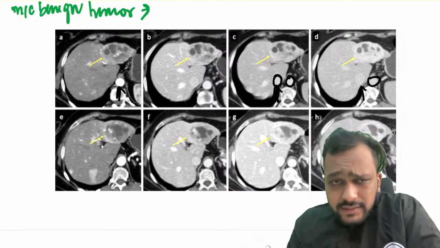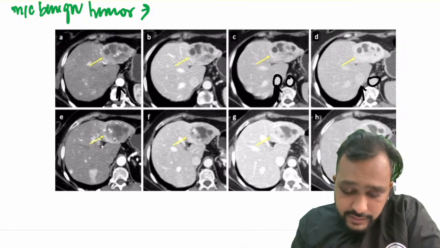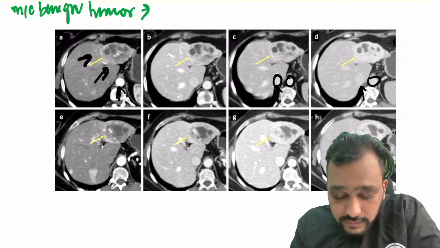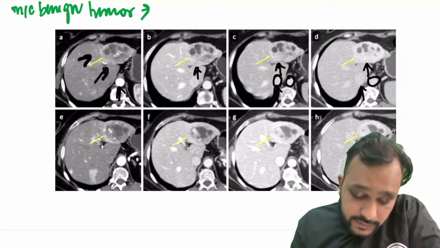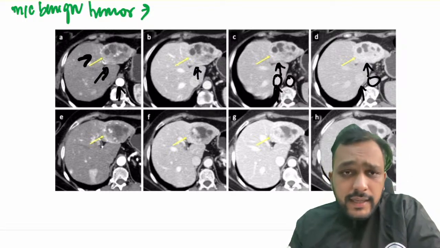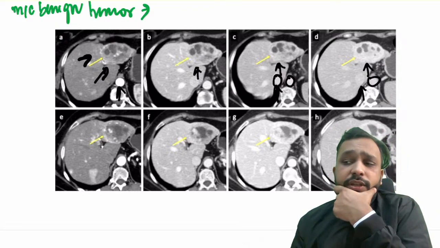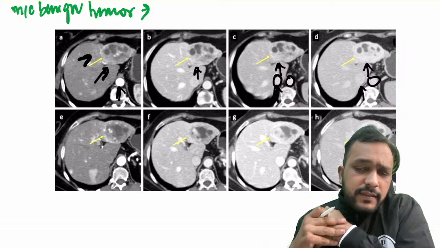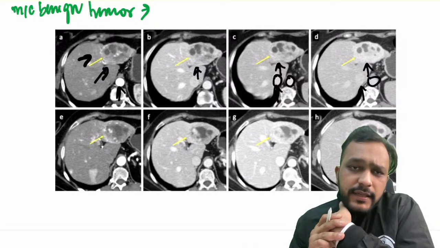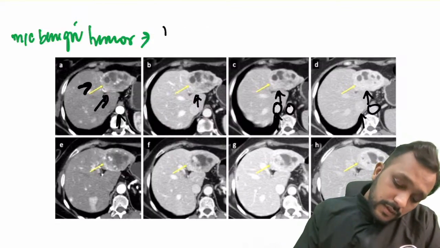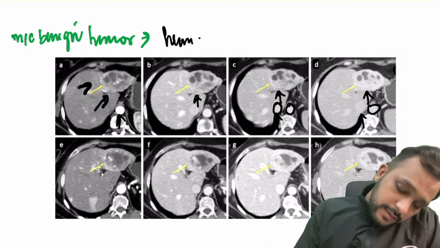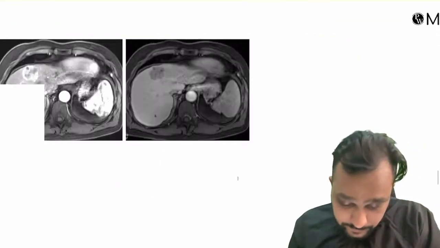So now guys, what is happening in these images? If you look at these images, there is progressive enhancement of the lesion, right? From the arterial to the delayed scans, there is progressive enhancement of the lesion. This progressive enhancement of the lesion is seen in a patient with hemangioma, right?